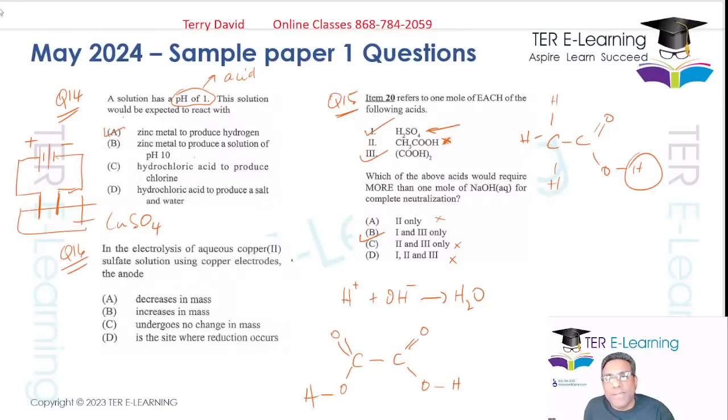So what's happening in this particular electrolysis? The Cu2+ from solution is going to go here, so therefore the cathode is going to increase in mass. At the same time, the anode is going to go into solution, so the mass of the anode is going to decrease. That's one of the observations here, and that's what they asked us about. What's happening to the anode? So the answer is A.